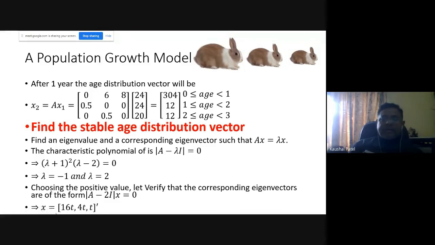So here we can say that (A minus 2I)x equals 0. From that we can evaluate the value of x, and ultimately we get x equal to 16t, 4t, and t.